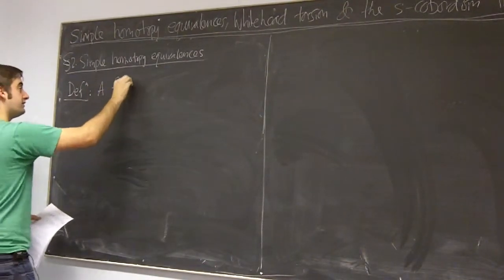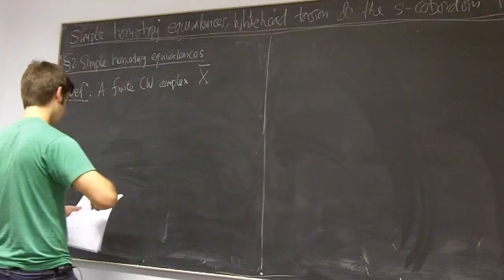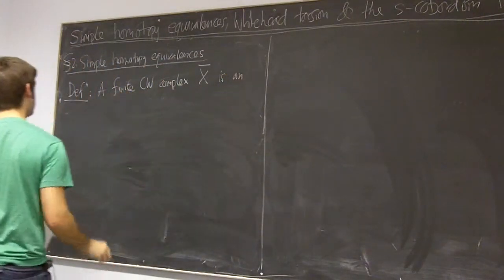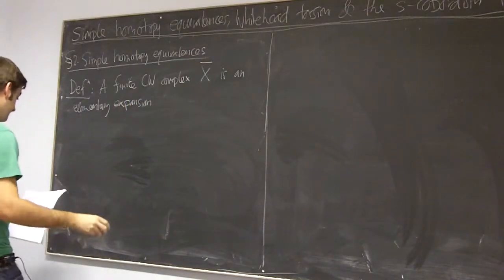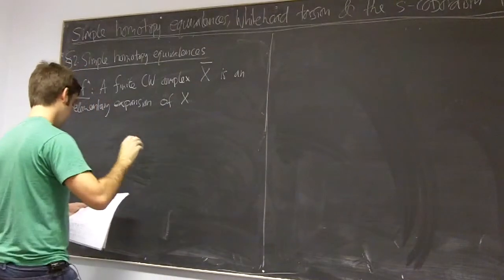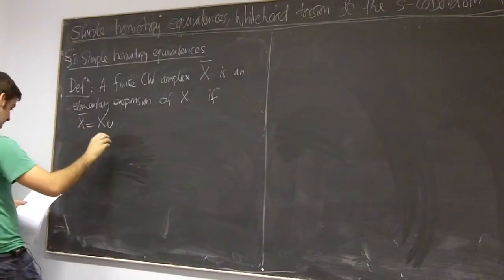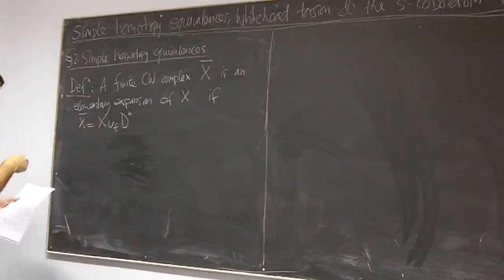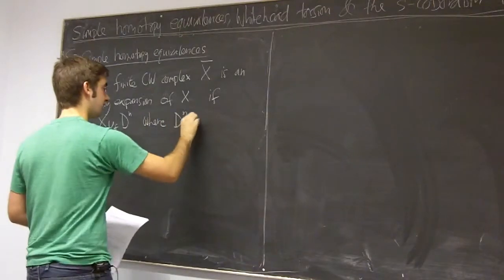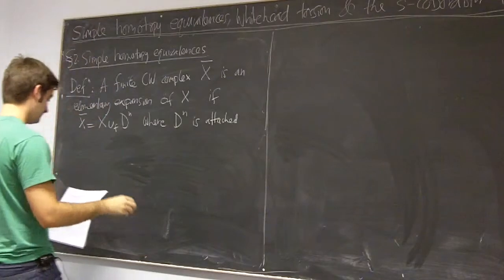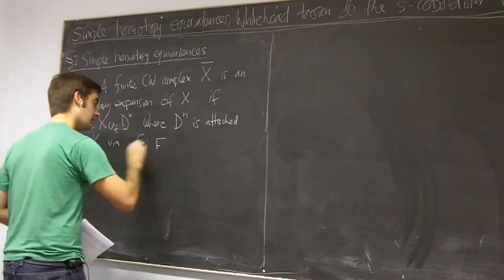So let's say we have a finite CW complex, we'll call it X bar, and we say this is an elementary expansion of another finite CW complex, X, if we can write X bar as X union an n disk, where the n disk is attached in a particular way. It's attached by this f, where we're attaching part of the boundary.